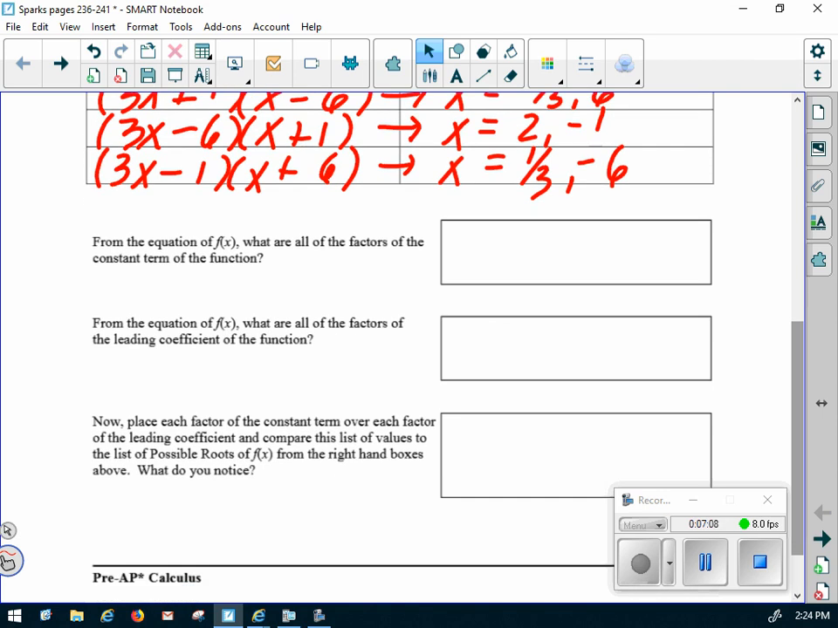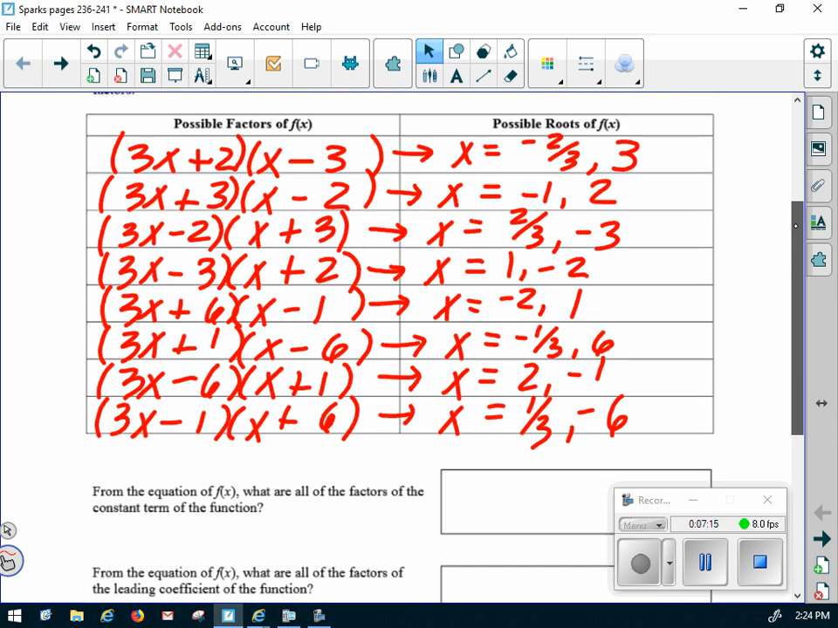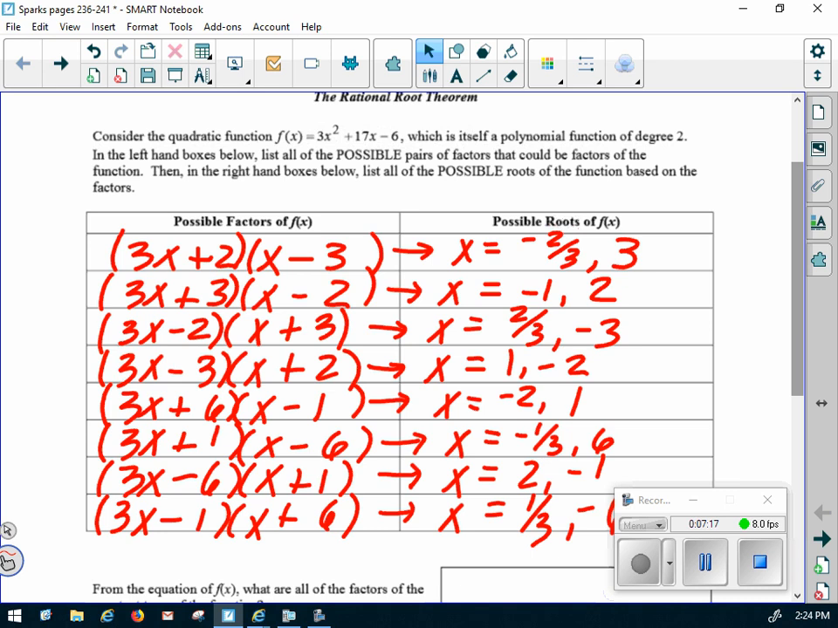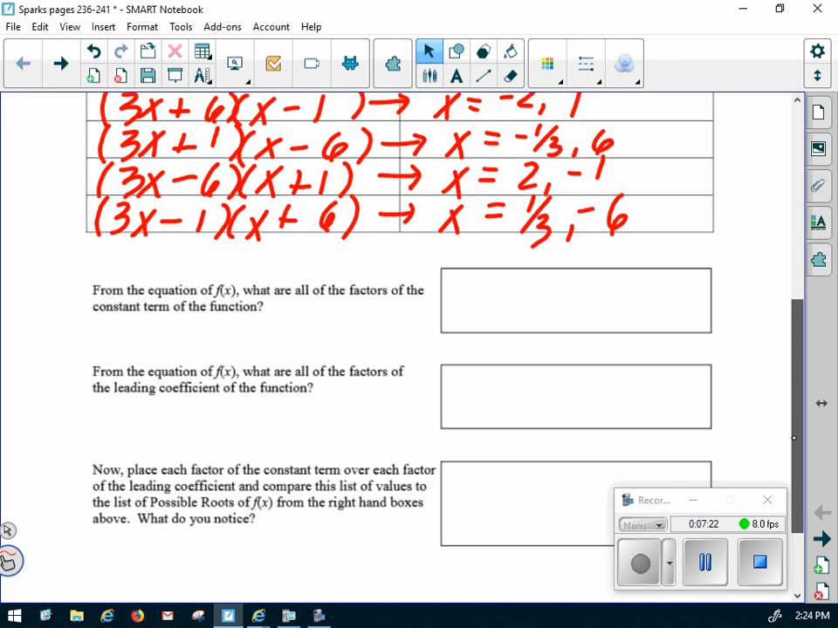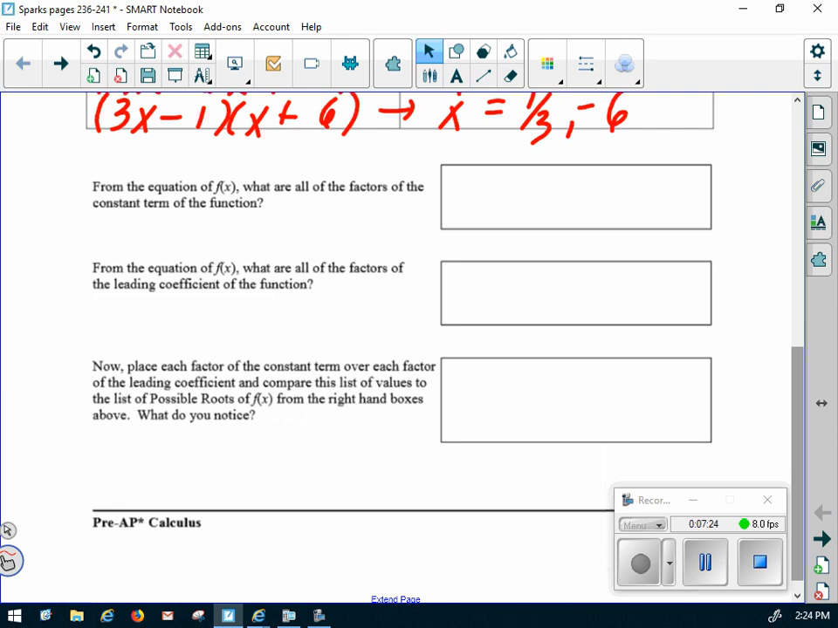From the equation of f of x, what are all the factors of the constant term? So go back and look at the constant term, which is what? Negative 6. What are all the numbers that go into 6? Plus or minus 1, 2, 3, and 6, because I can divide 6 by positive 6 or negative 6.